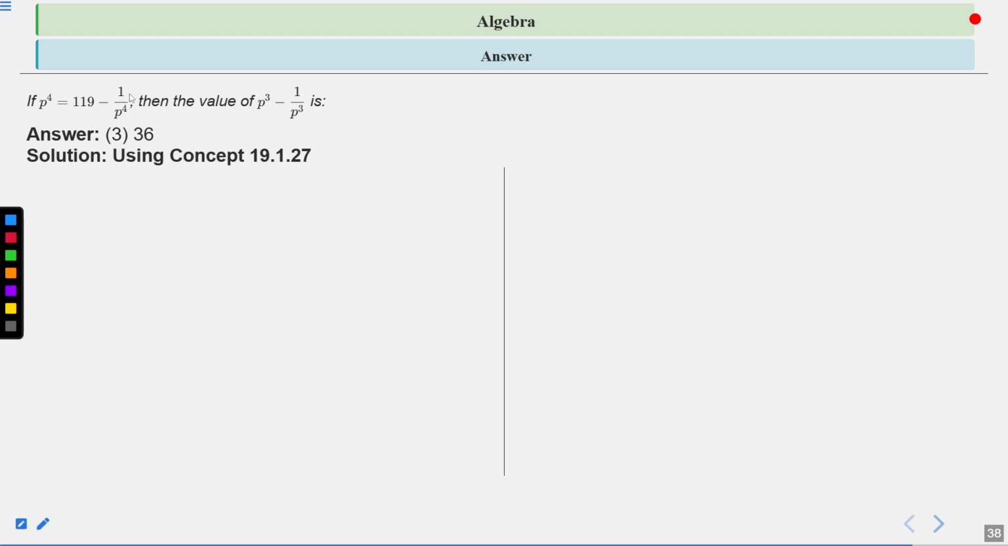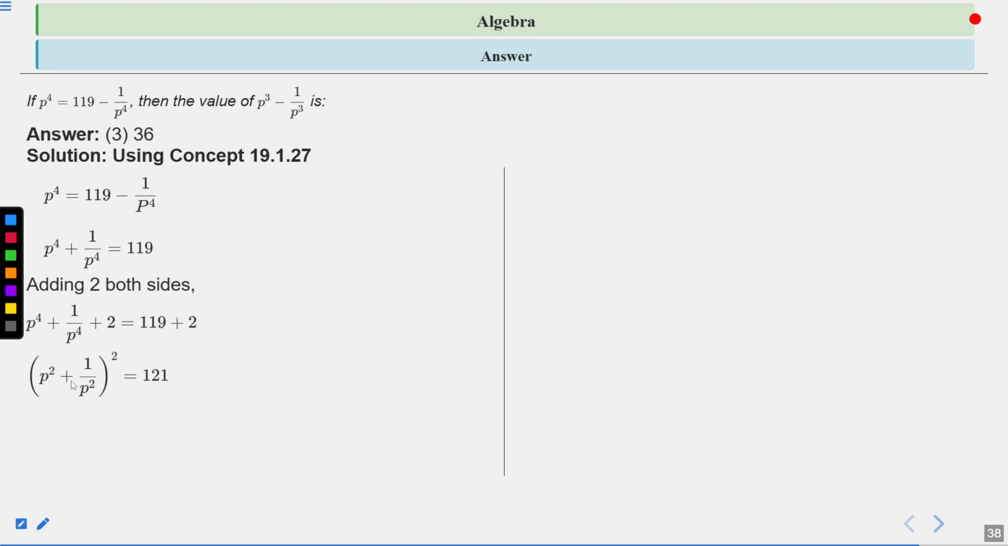Now see the detailed solution using concept 19.1.27. So p to the power 4 equals 119 minus 1 upon p to the power 4. So we can write it as p to the power 4 plus 1 upon p to the power 4 equals 119. Now we add 2 on both sides. So we can write p to the power 4 plus 1 upon p to the power 4 plus 2, which becomes 119 plus 2, which equals 121.